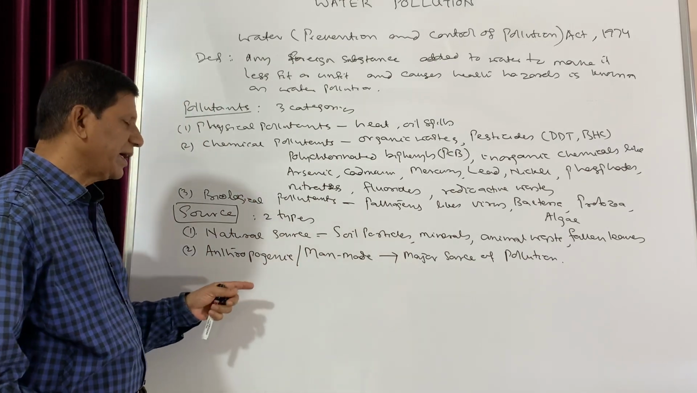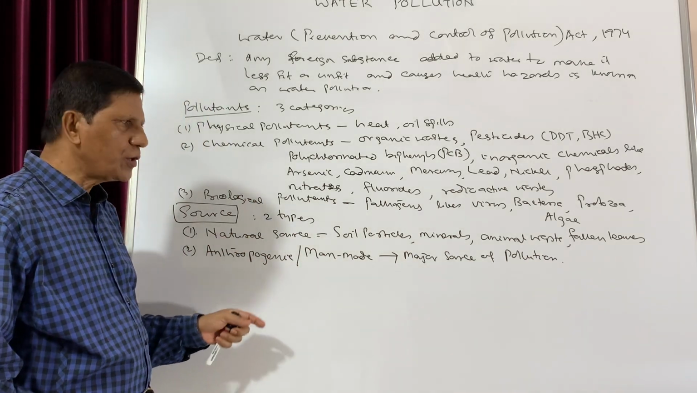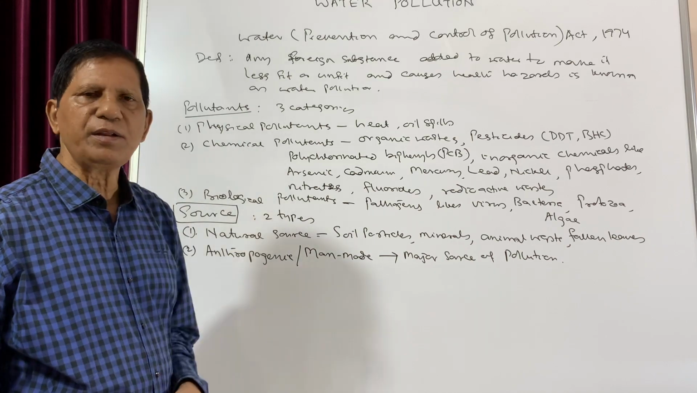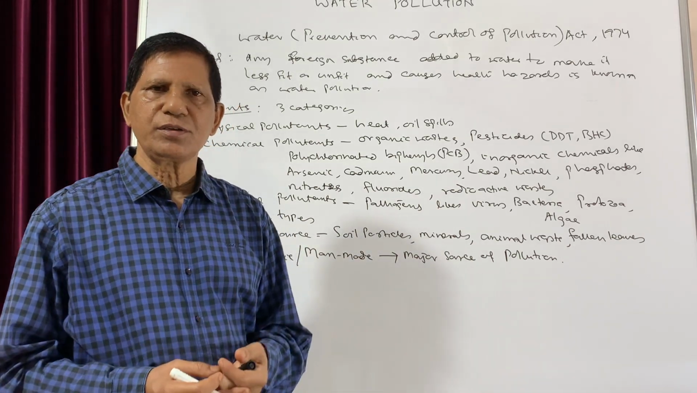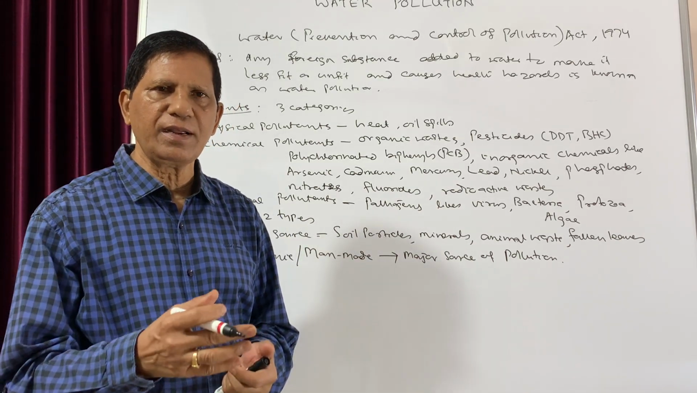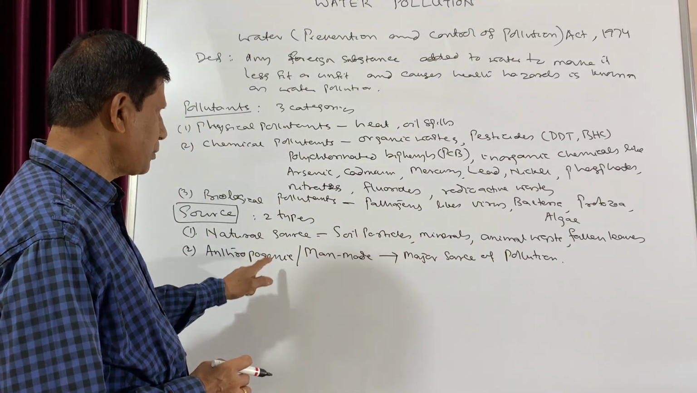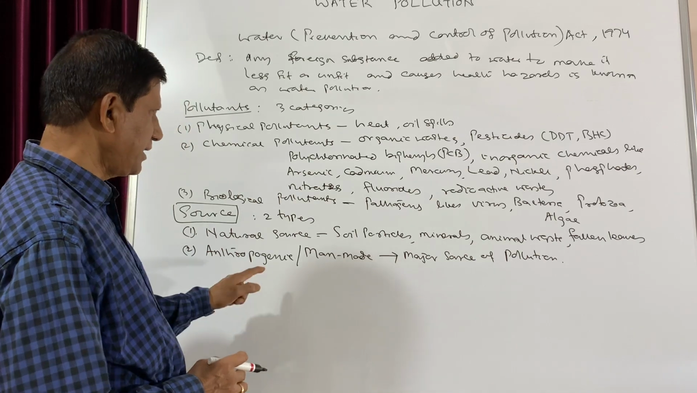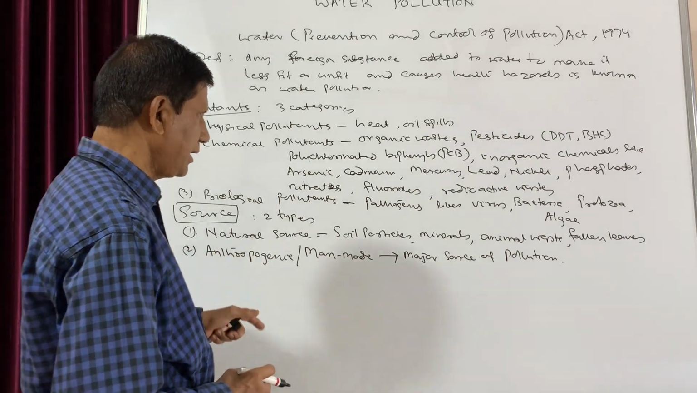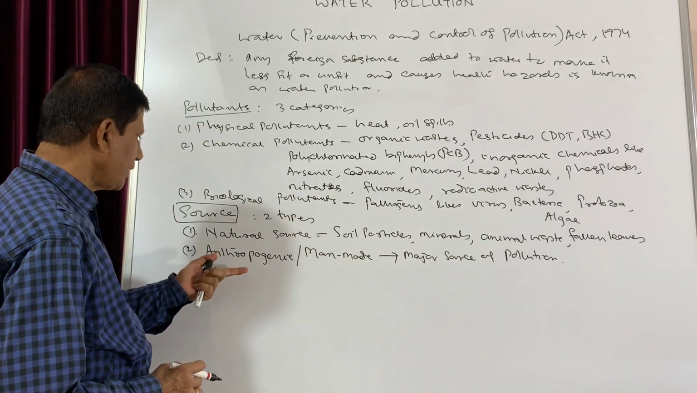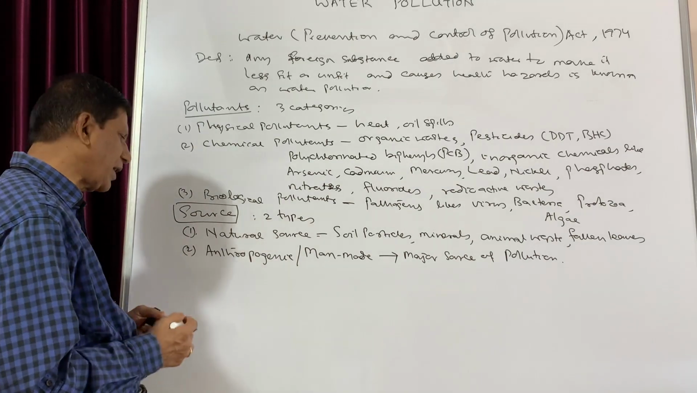Why? It is the human being which pollutes all the different water bodies, whether it is stream, pond, lake, all these things. So that is why the human being is responsible for all these things, because the man-made sources are again of different types.